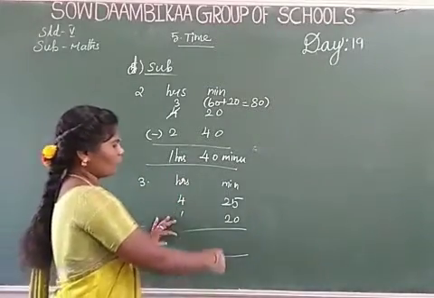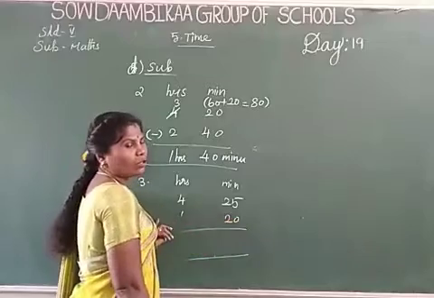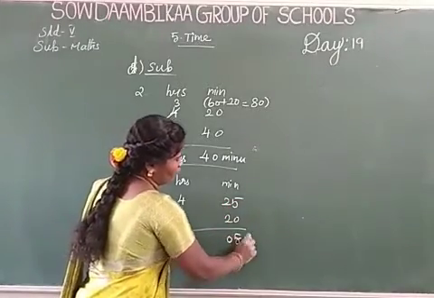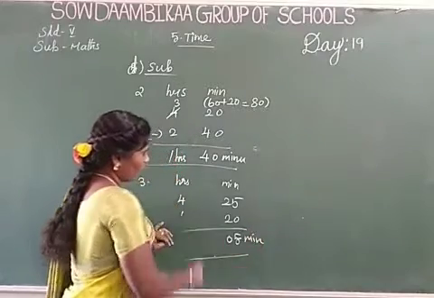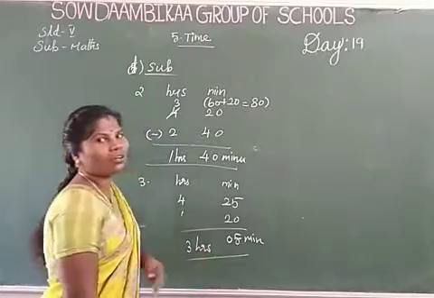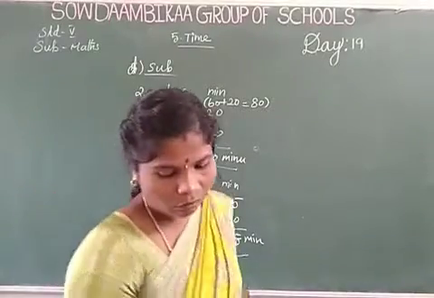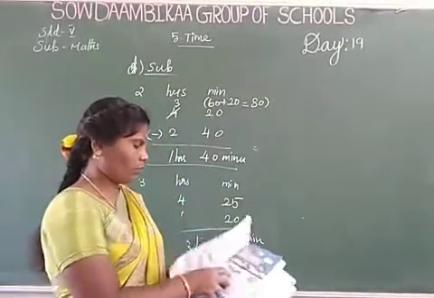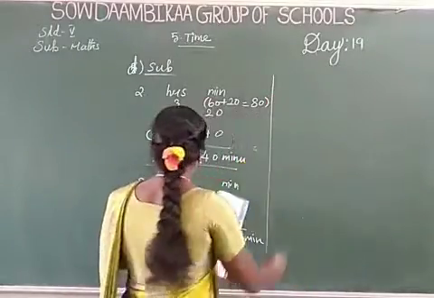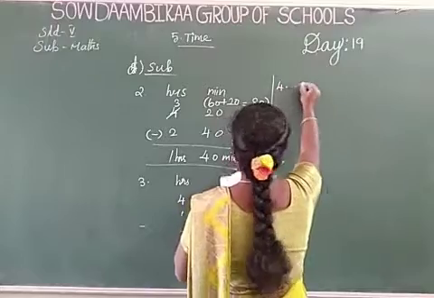Next, 25 minus 20 is possible. So 25 minus 20, 5 minutes. Here 4 minus 1, 3 hours. So the answer is 3 hours 5 minutes. The next sum: fourth sum and fifth sum.